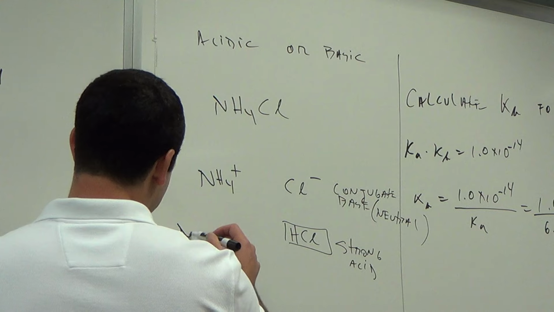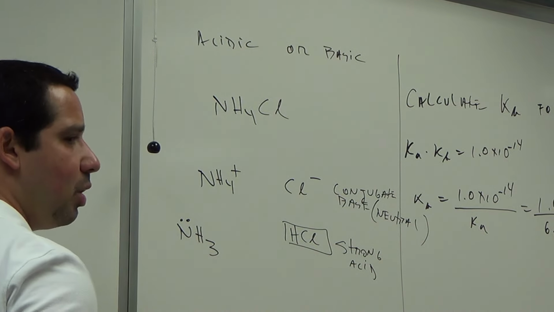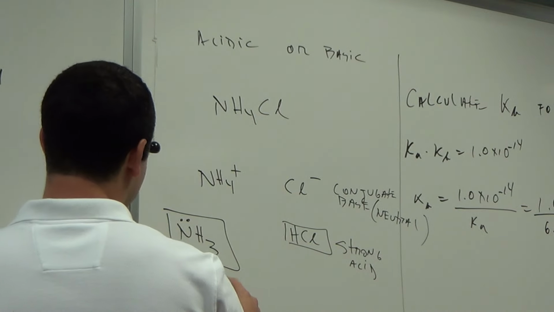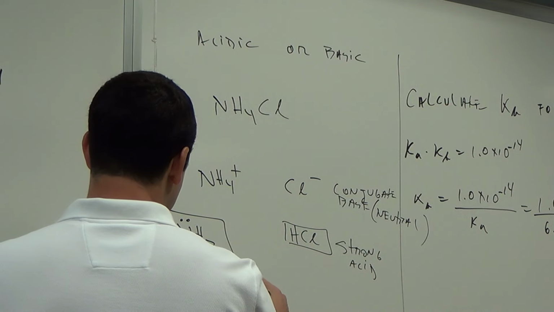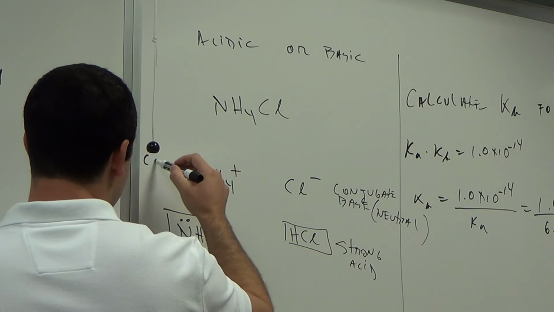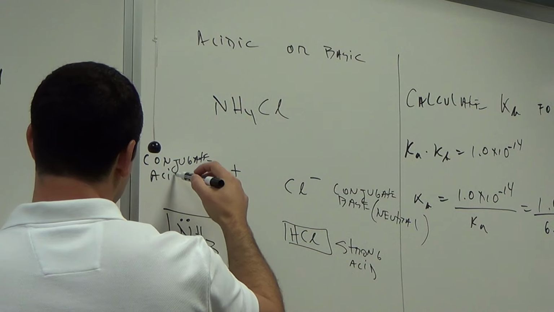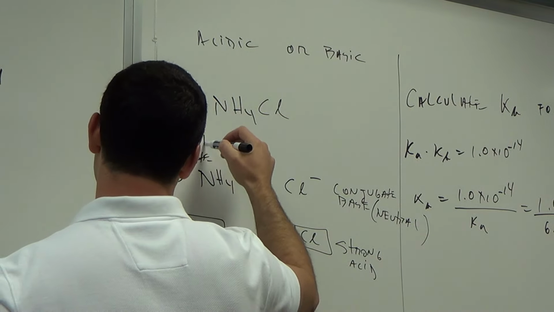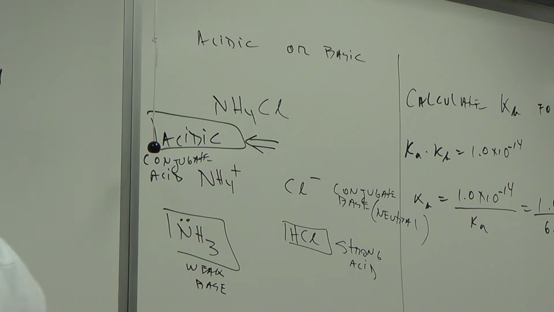This came from NH3. Is NH3 a strong base or is it a weak base? This NH3 here, whereas that came from, this is a weak base. Because this is a weak base, what's that of this? The conjugate acid. The conjugate acid of a weak base is acidic. So as a result, this entire solution is acidic.